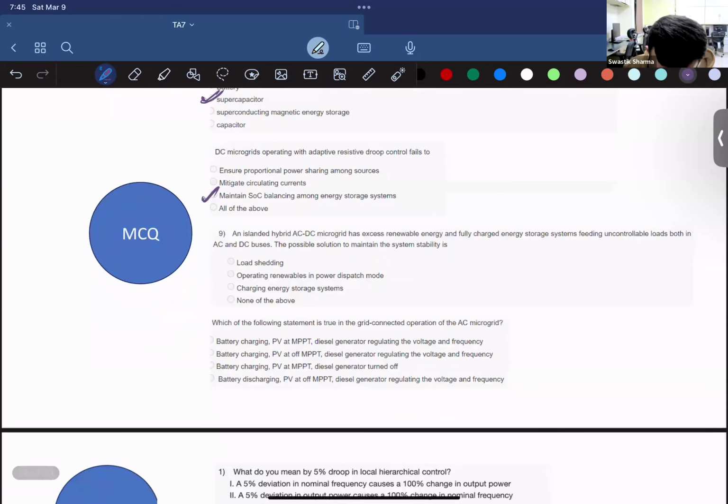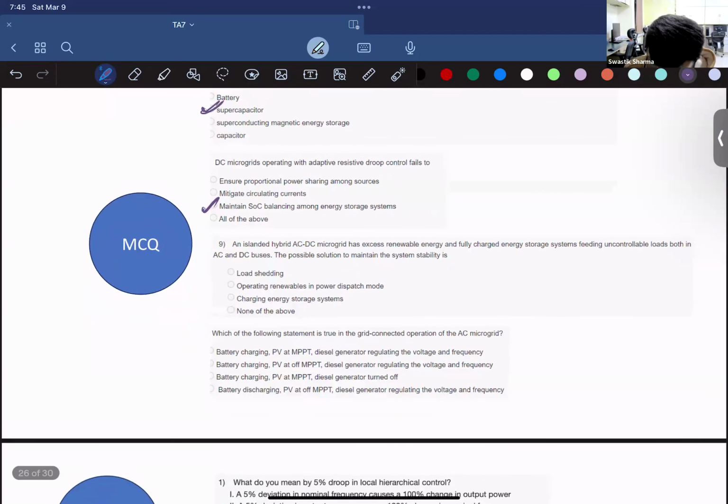Ninth, an islanded hybrid AC-DC microgrid has excess renewable energy and fully charged energy storage systems, feeding uncontrollable loads both in AC and DC buses. The possible solution to maintain the system stability is... This is a very interesting question. Let's see who can answer this. So you have excess renewable energy, you have a fully charged energy storage system, but you are feeding an uncontrollable load. So your loads cannot be controlled. And there are loads in both AC and DC buses.